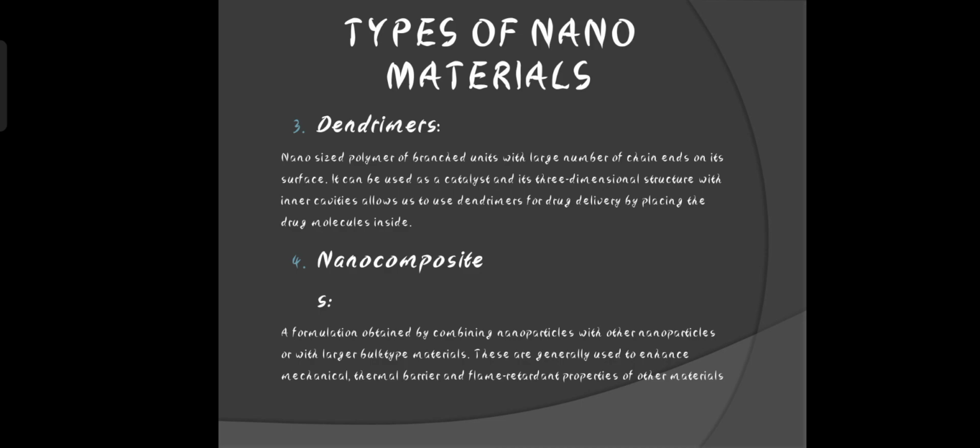Dendrimers: nano-sized polymers of branch units with a large number of chain ends on their surface. They can be used as a catalyst, and their three-dimensional structure with inner cavities allows us to use dendrimers for drug delivery by placing the drug molecules inside.